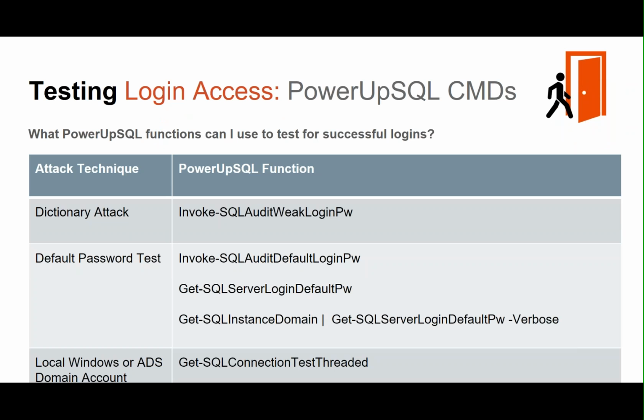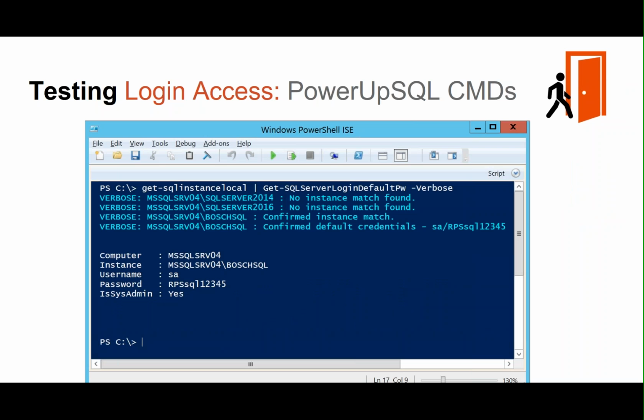I've also created a set of functions to support these scenarios. The dictionary attack function can support different files and user lists in various configurations. For default password testing, the first one is an audit script, and the second one will just give you a table output, which is really nice because you can pipe it into other commands. Here's a brief example of how we would get a full list of domain servers with Get-SQLInstanceDomain, and then just pipe that to give me the default list of logins. Pretty straightforward.